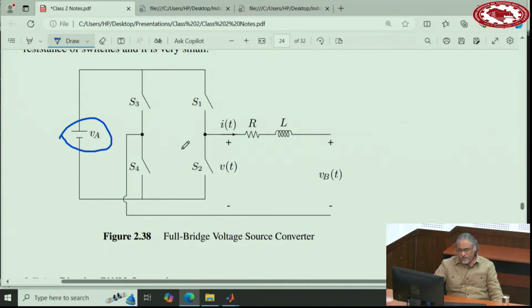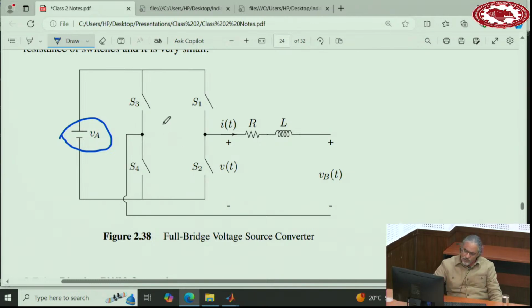And we are going to claim that this will do the same job and even better than the other converter. Now, this converter can be operated in two different modes. One is called bidirectional or bipolar mode, bipolar PWM, and another one is unipolar PWM. So let me explain bipolar first, it's easier.